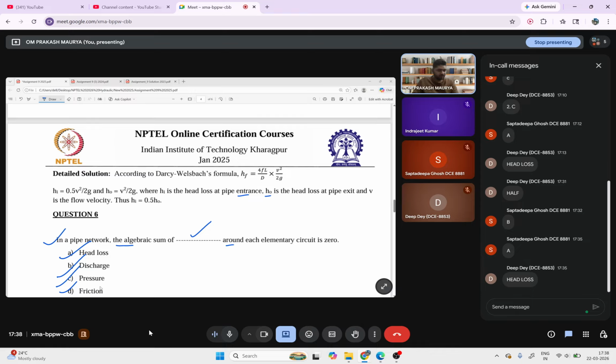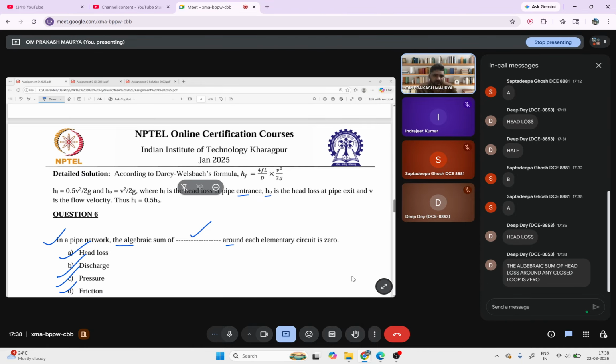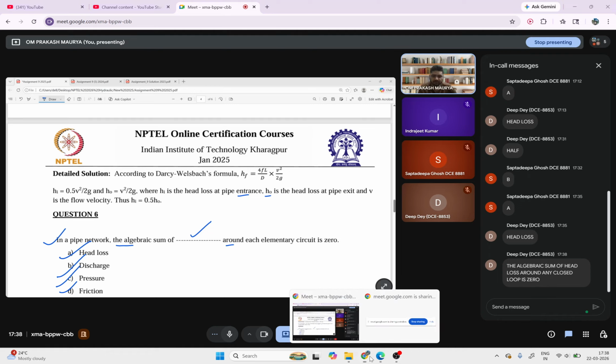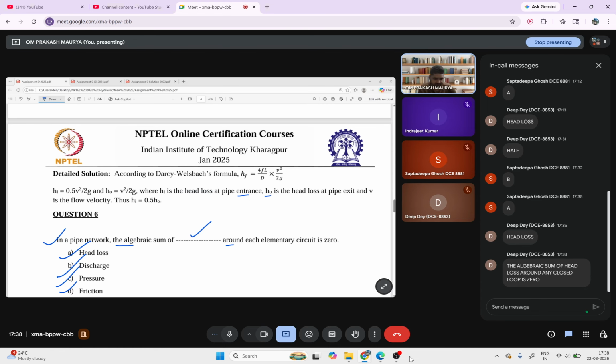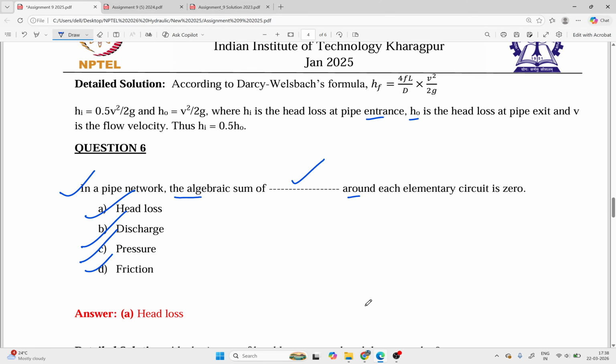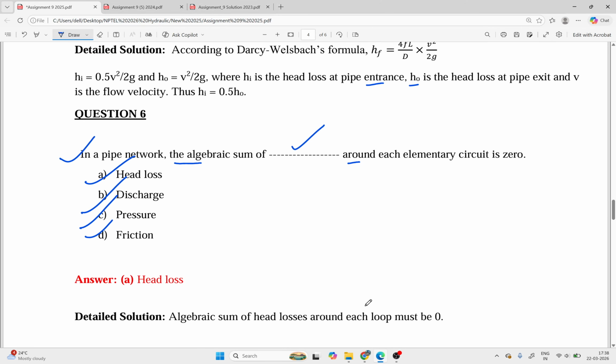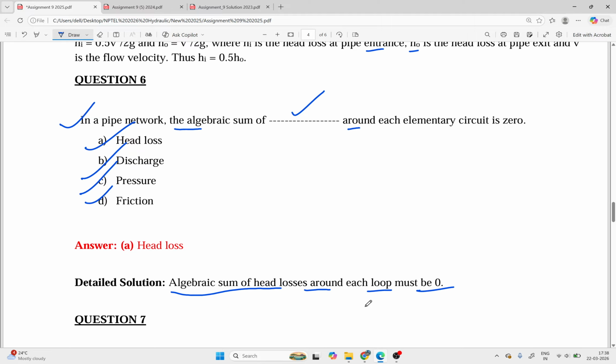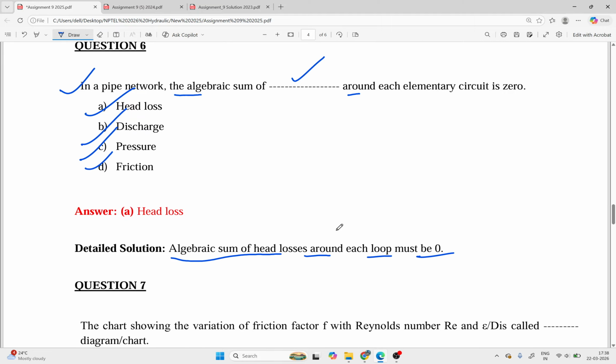Okay, so let me just show you the answer. Okay, so Deep is telling the algebraic sum of head loss around any closed loop is zero. Okay, nice. So yes, it is correct. So head loss will be zero. Here it is also written in the detailed solution: the algebraic sum of head loss around each loop must be zero. This is one condition for solving your pipe network.